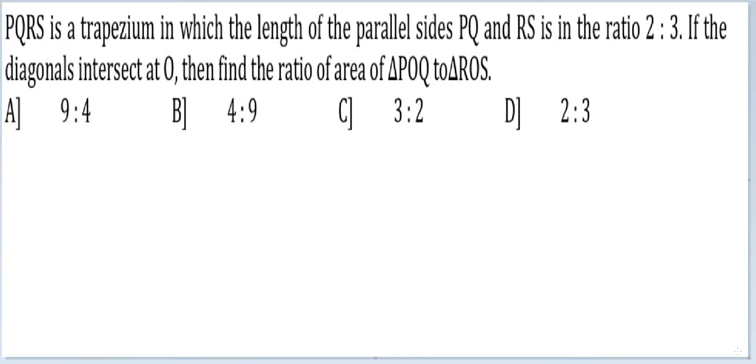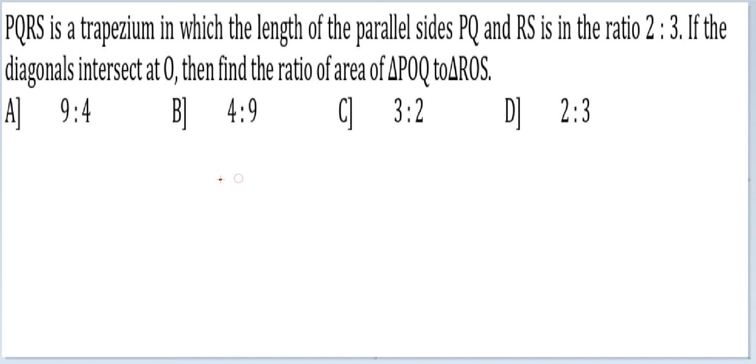Let's look at this question. PQRS is a trapezium in which the length of the parallel sides PQ and RS are in the ratio 2 is to 3. If the diagonals intersect at O, then find the ratio of the area of POQ to ROS.